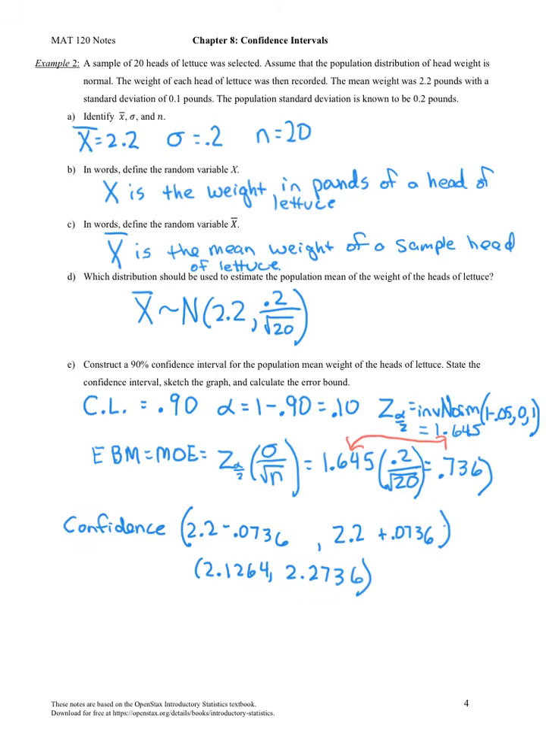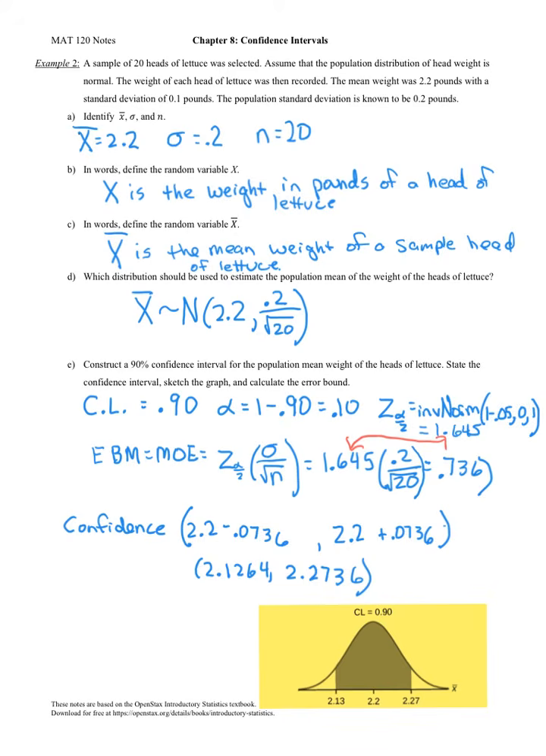So what does this mean? This means that we can be 90% confident that the true population mean for the weight of a head of lettuce is somewhere between these values, 2.1264 and 2.2736 pounds. Let's look at a visual representation of this problem.